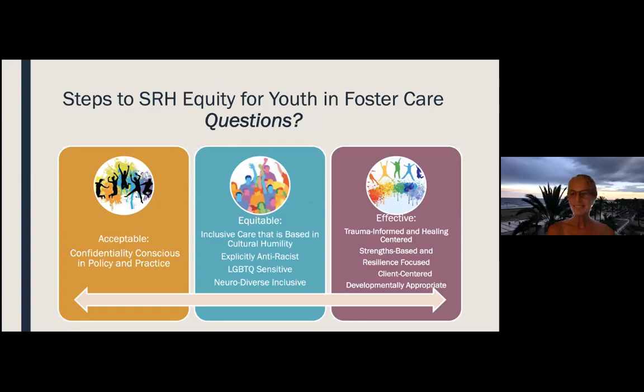Somebody asked, will there be a mailing list to receive this resource tool? That's a great question. The tool will be available on the LA Rep site as well as the National Center for Youth Law site. It will be fully downloadable.